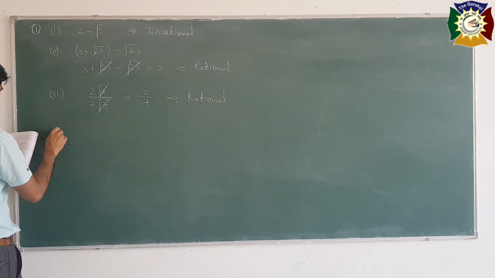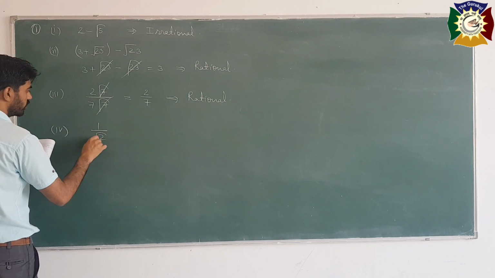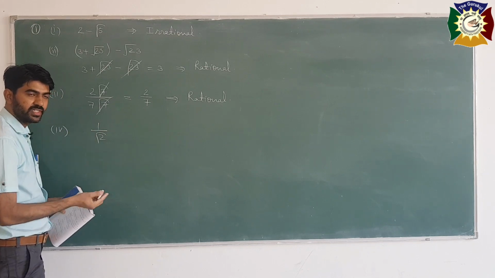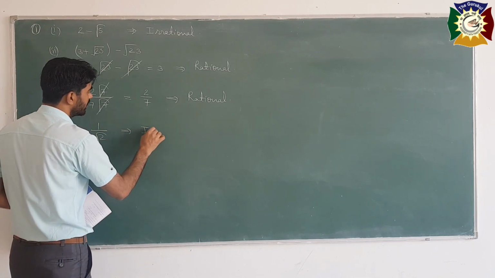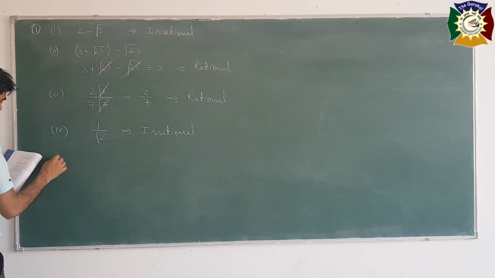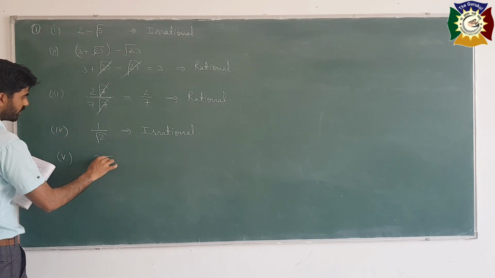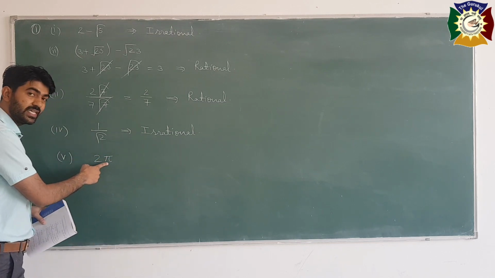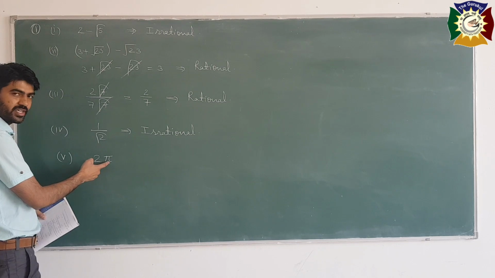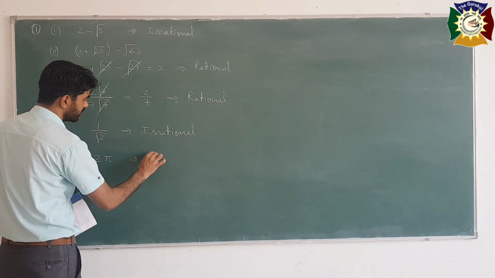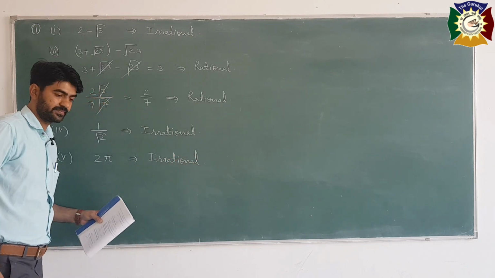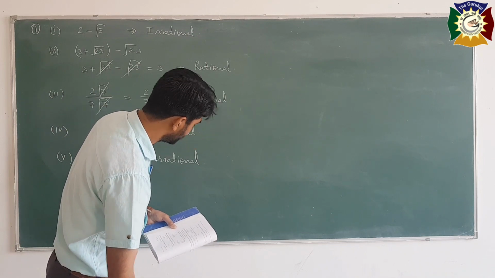Next is fourth, 1 upon root 2. The quotient of rational and irrational is always irrational, so it is irrational. Next, fifth is 2 pi. Since we know that pi is an irrational number, the product of irrational and rational is always irrational. Okay, so this is all about question number 1.